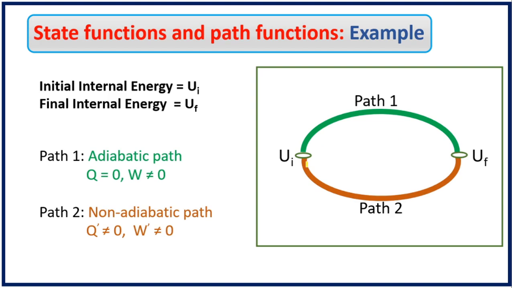Whereas if you take internal energy, UI will have a certain value, UF will have a certain value. So they are not depending on the path followed. UF is not depending on path 1 or path 2, but it is only depending on the state. Therefore this internal energy can be taken as a state function. Work and heat can be taken as path functions.